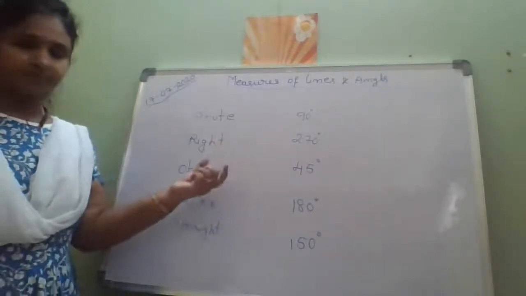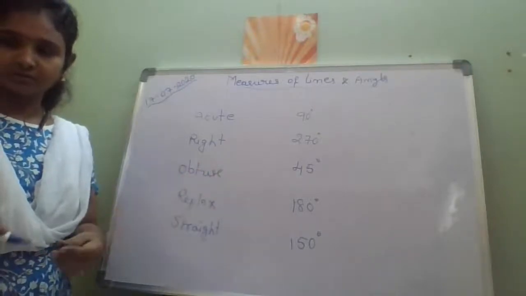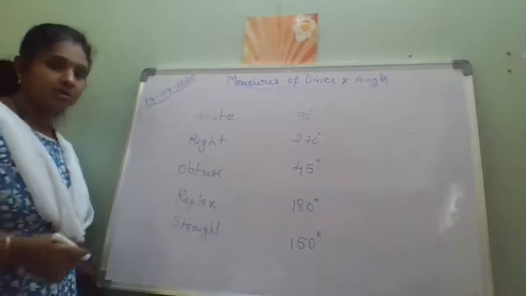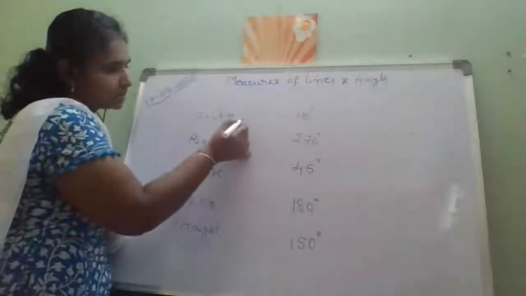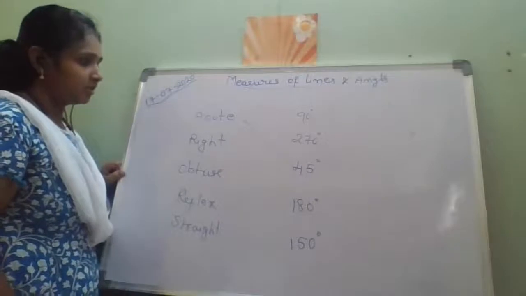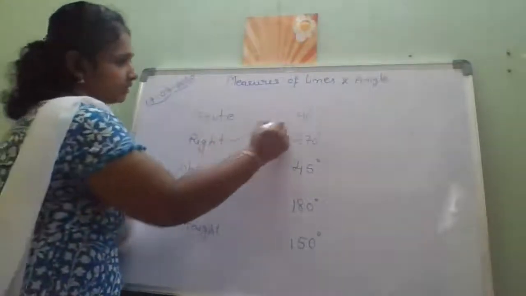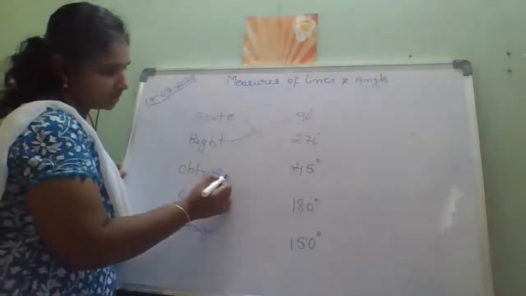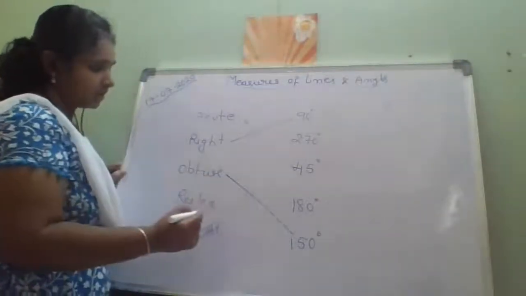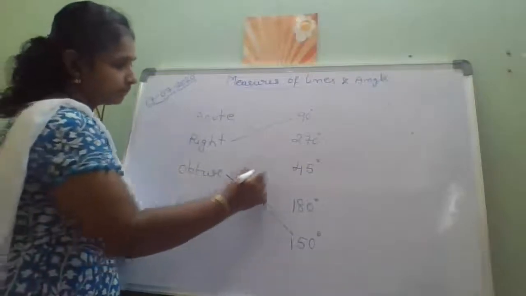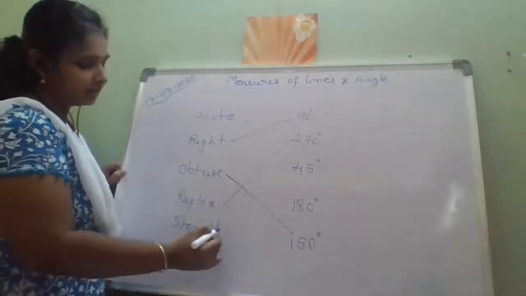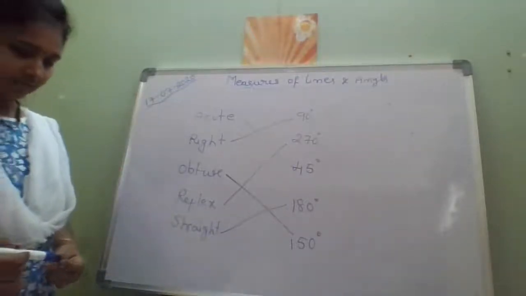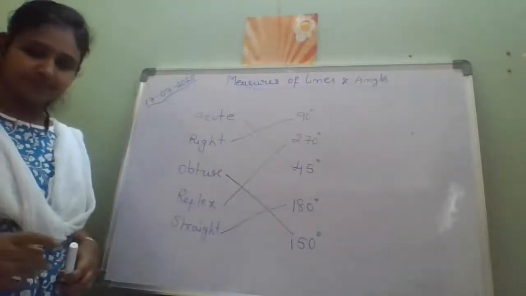So see, now tell me acute. Acute is 45. Right, 90. Obtuse, reflex, straight, 180. Okay.